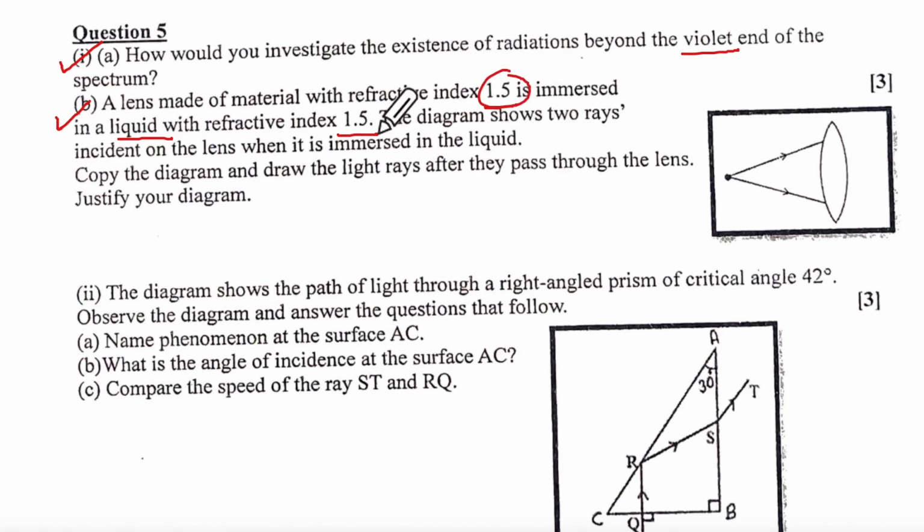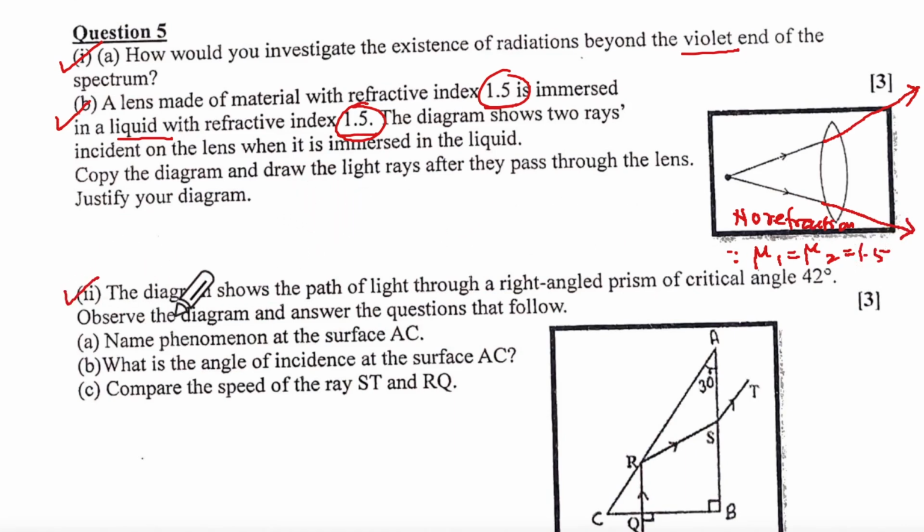Now, can you see refractive index is the same? Yes. The diagram shows two rays which are incident on the lens when it is immersed in the liquid. Now, this mu and this mu is the same, so they will go undeviated. Yes, ma'am. No refraction right over there, no refraction, since mu1 equal to mu2 equal to 1.5.